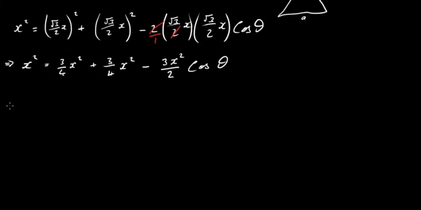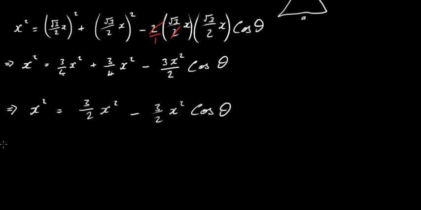So we have x squared here. So we've got to add these two here now. So we have 3 over 4 plus 3 over 4. So that'll give us 1.5, or just 3 over 2x squared minus 3 over 2x squared cosine theta. So we want to get cosine theta on its own here.